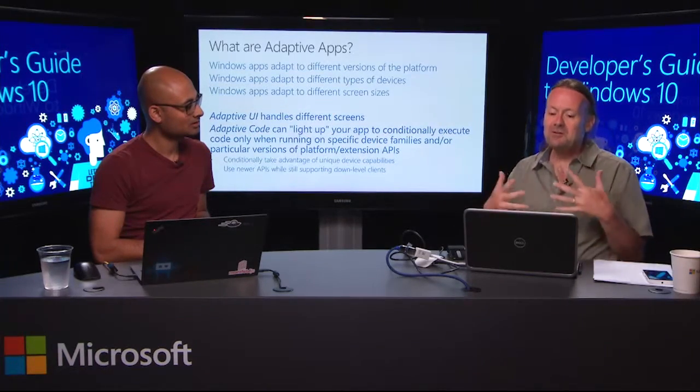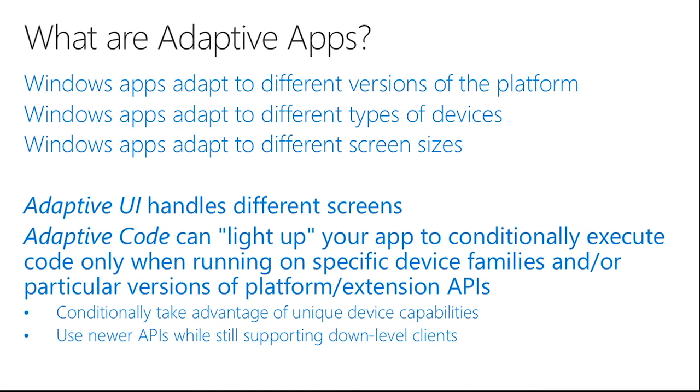We're talking about adaptive UI being different screens, but adaptive code is about lighting up your app, conditionally executing stuff when running on these devices. There are two aspects to this. First of all, using an API that's only available on one particular device. An example would be the brightness control on the desktop or the GPIO controller on Raspberry Pi. That's something you're just not going to have on the other device families, but it's pretty fundamental to creating an app for those devices. So that's about taking advantage of unique device capabilities.